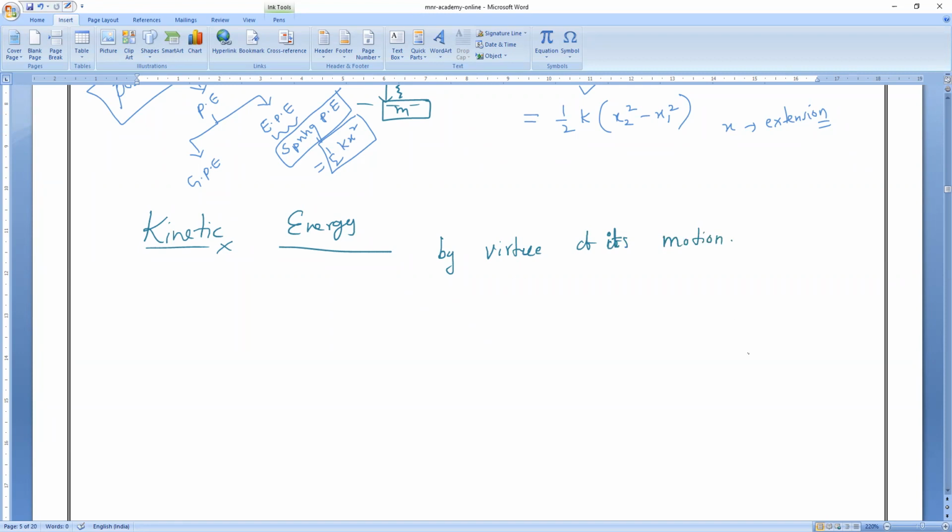Either it is moving horizontally or vertically, it doesn't matter. Every moving body has energy possessed by virtue of its motion. That energy we call what, everybody? Kinetic energy. To set a body which is at rest into motion, we need to apply a force.